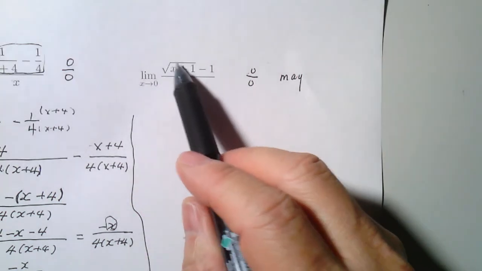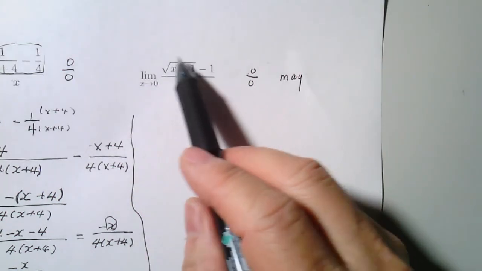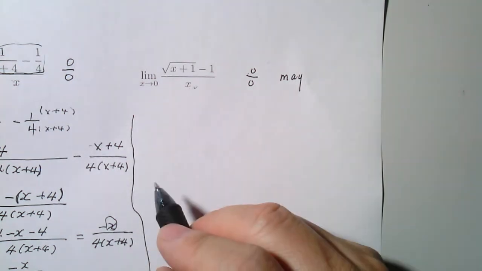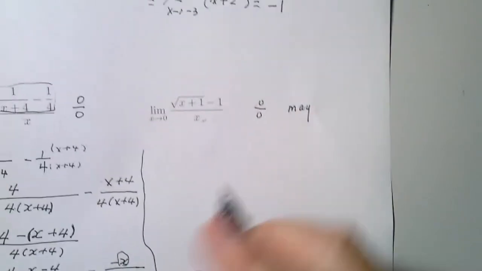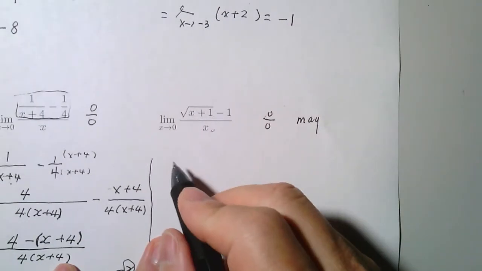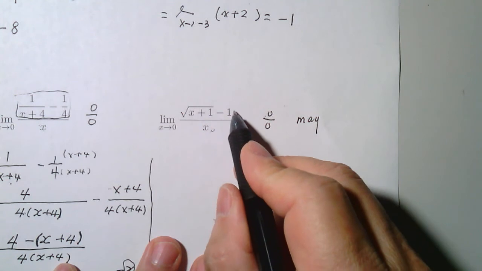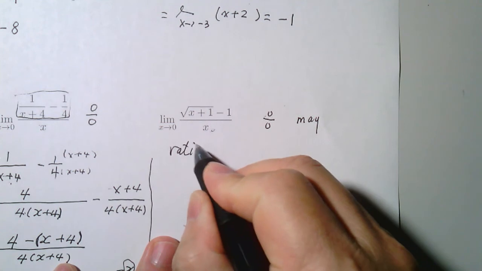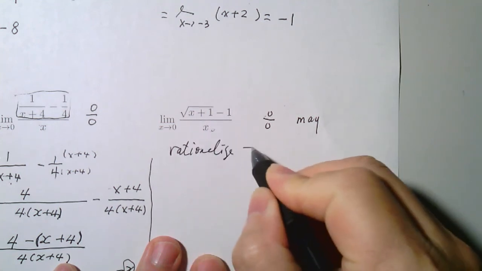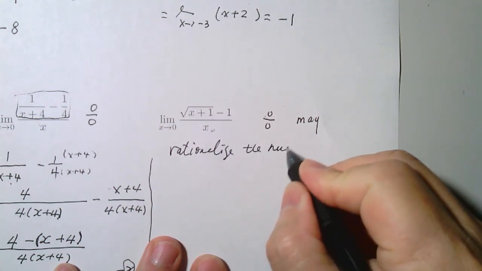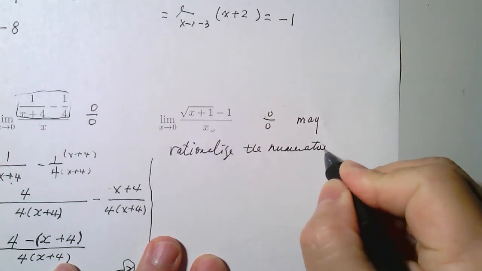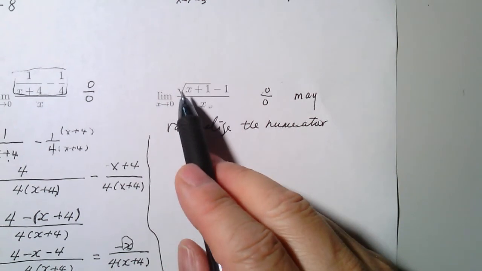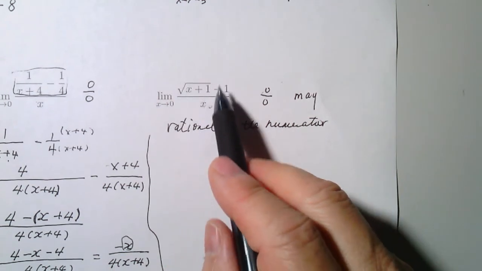Because in the numerator, obviously I cannot get a factor of x to reduce with this x. So what we try to do here is a method called rationalize the numerator. Rationalize the numerator means I want to get rid of the square root.